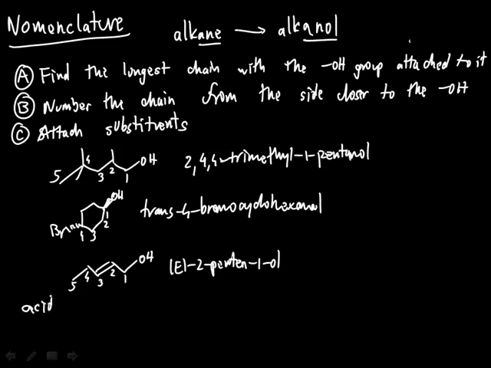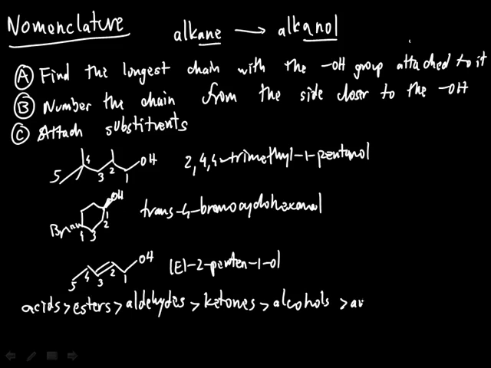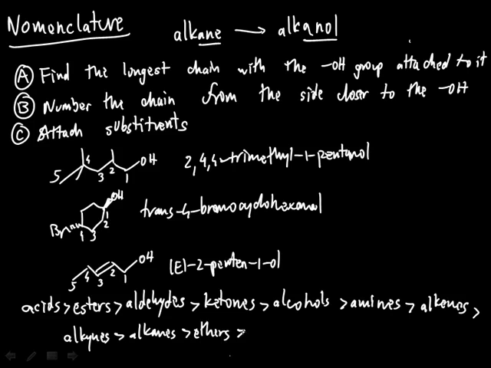So the rough priority order would be acids, which beat esters, which beat aldehydes, followed by ketones, alcohols, amines, alkenes, as we saw last time, alkynes, and followed by alkenes, ethers, and halogens. Okay?